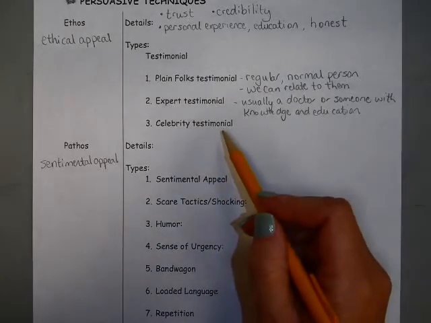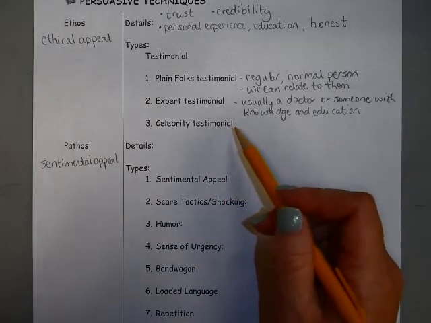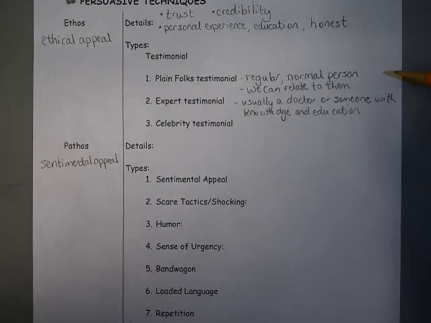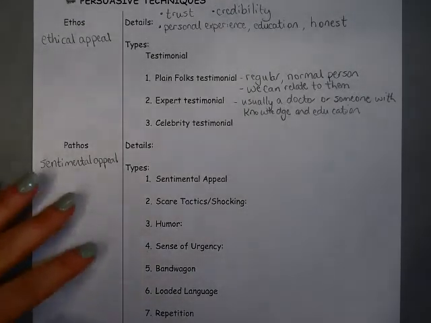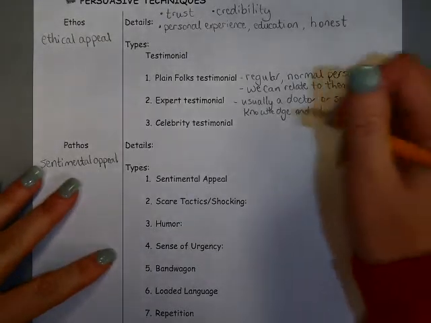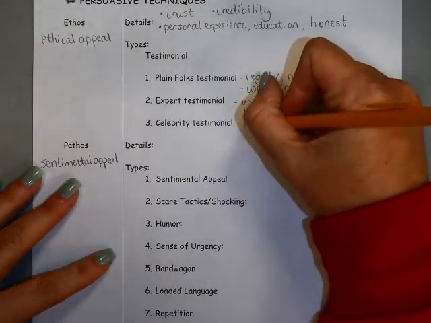So with celebrity testimonial, this is all about somebody who's usually famous for something, and they are endorsing the product. Usually they get quite a bit of money for their endorsement. So it's not necessarily a trustworthy testimonial, but it is one that usually is very effective because we usually look up to those celebrities and we tend to mimic what they do. So celebrity testimonial is when you have someone who is a famous spokesperson.